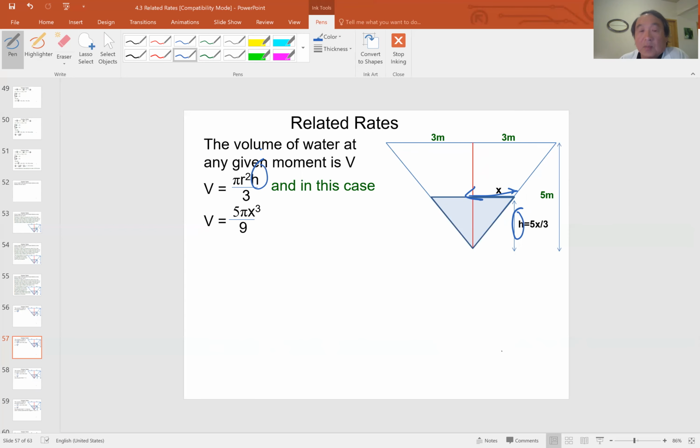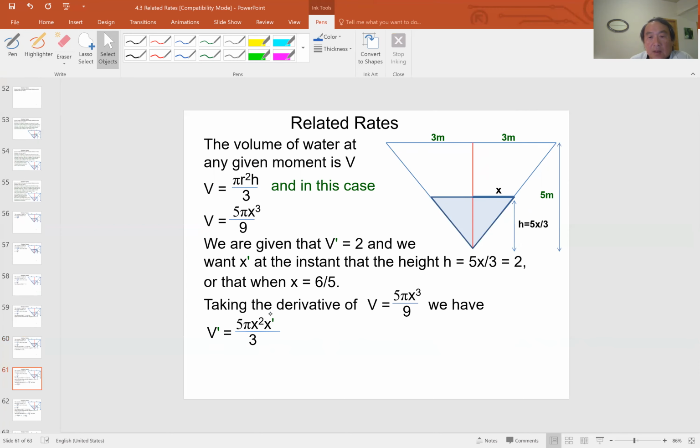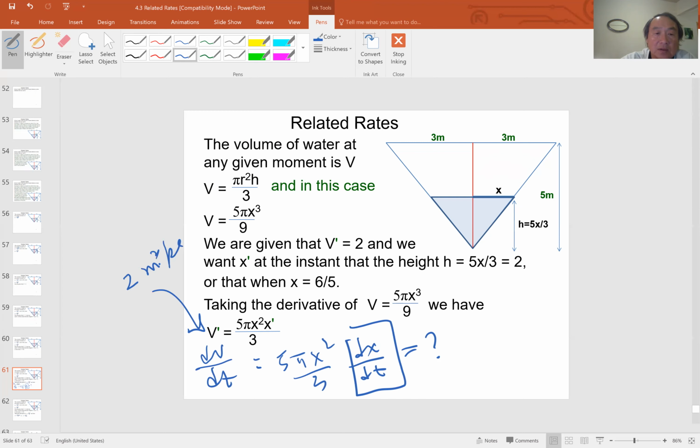Now we're given dV/dt is 2. That is, V prime is equal to 2. Okay, so take the derivative of both sides with respect to t. So this says dV/dt is equal to 5 pi x squared over 3 times dx/dt. Notice, in this case, I want to know what dx/dt is. dV/dt is the 2 cubic meters being pumped in per second. And we have to plug in x. Once I find x, I can solve for dx/dt.